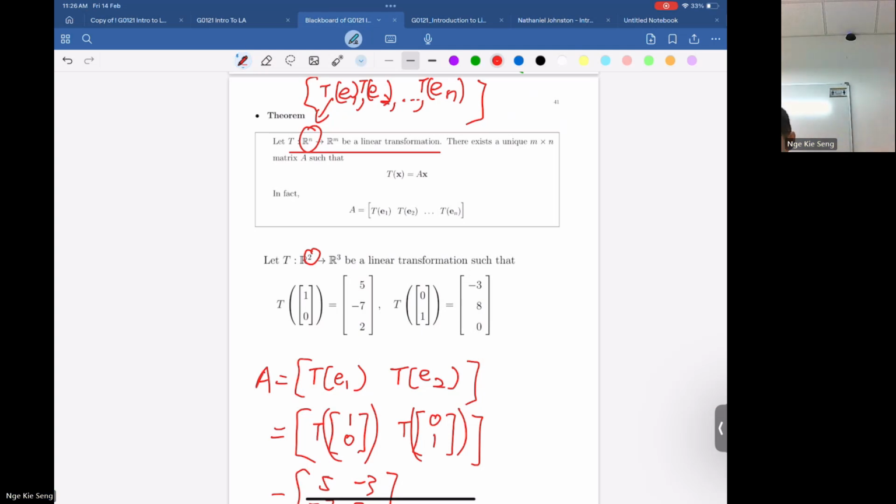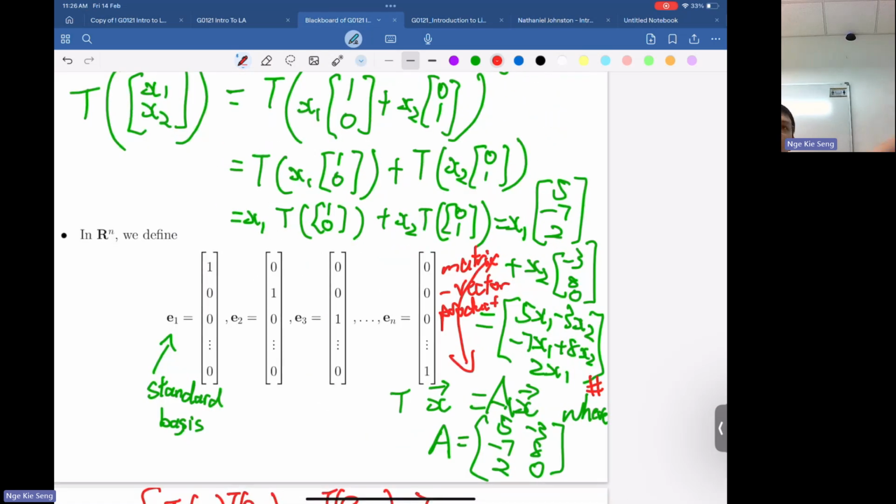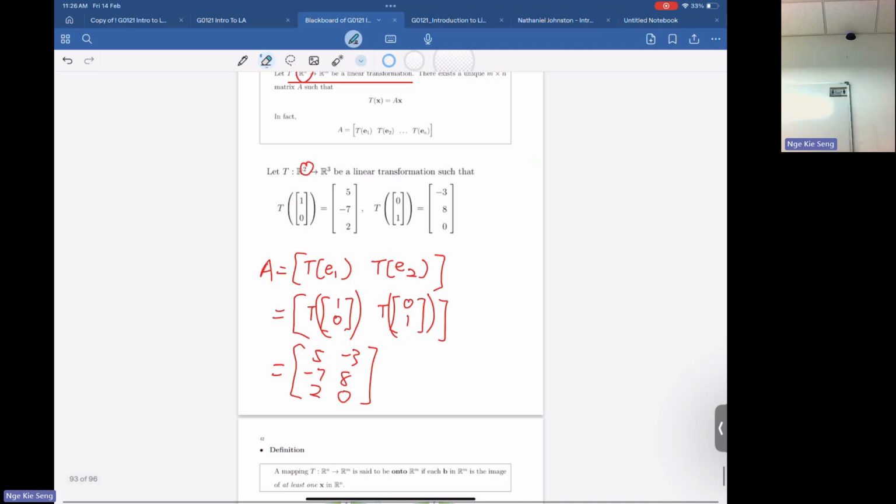So why does it work? It comes from this kind of calculation. What you will get is a matrix-vector product, and that's why it's a matrix. If no question, let's move on.